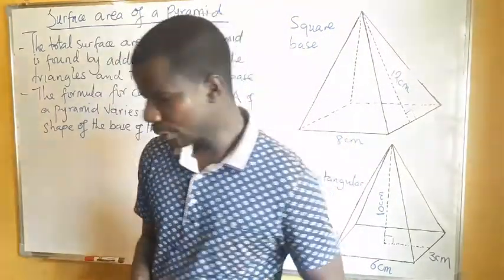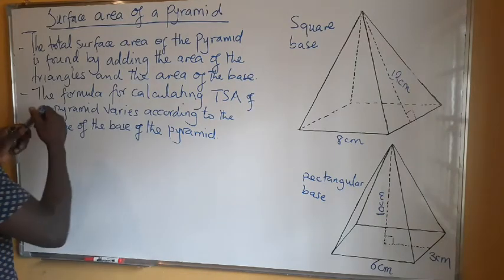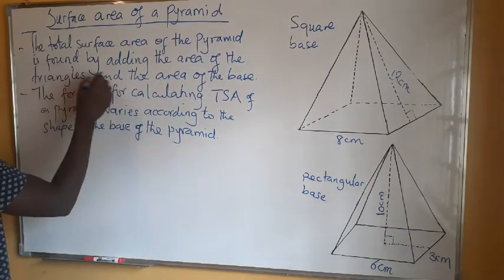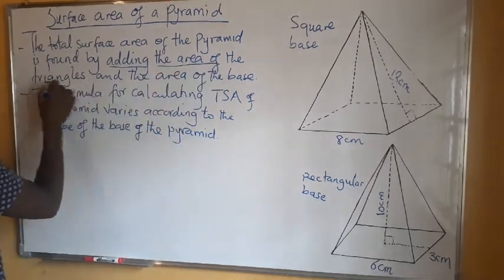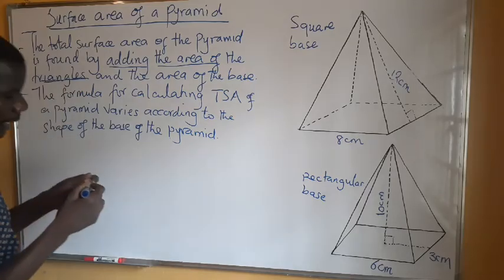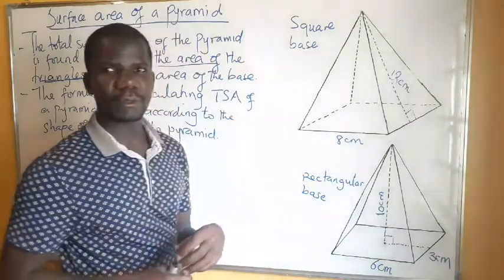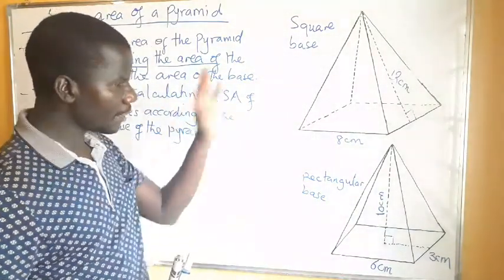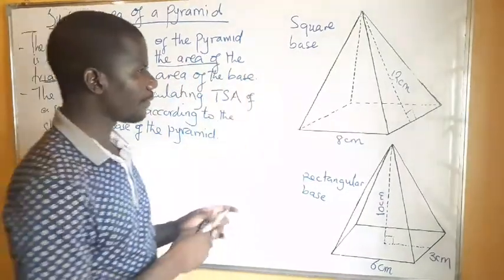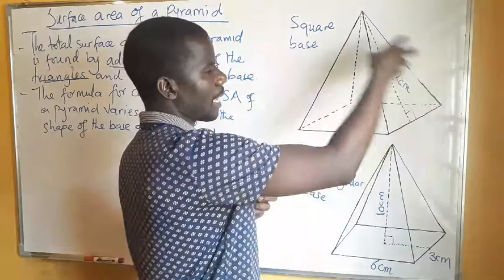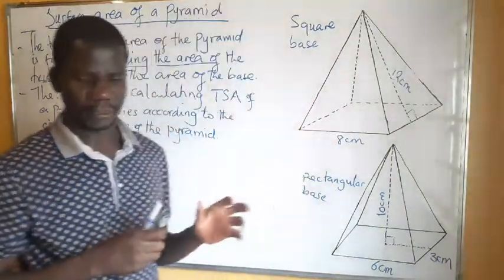So the total surface area, what are we talking about? The total surface area of a pyramid is found by adding the area of what? The triangles. So as you can see, each of these pyramids has got how many triangles? 4. Each of them has got 4 triangles. So we need to find the area of each of these triangles. Then we add them together, plus the area of the base.